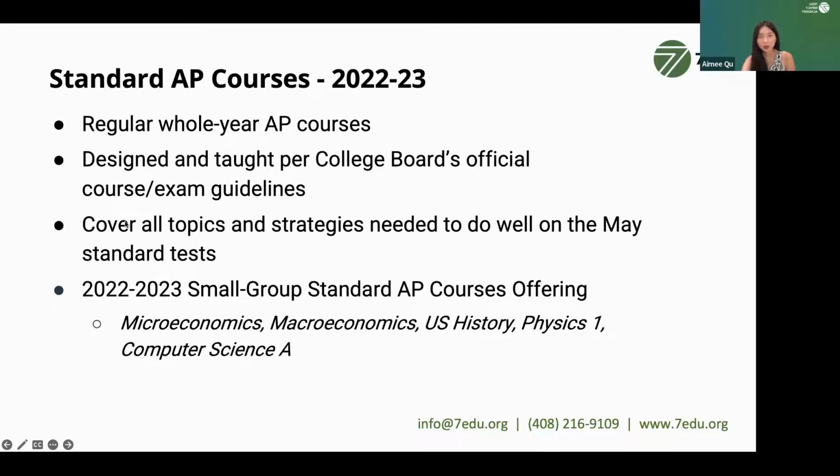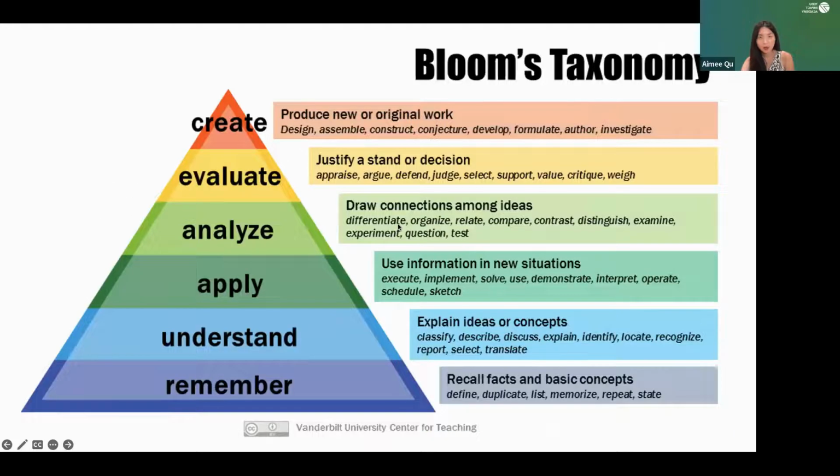So again, as Dr. Yan mentioned, these are just regular whole year AP courses. They're mainly for students who want to self-study. And the ones we're offering in small group class form are microeconomics, macroeconomics, US history, physics 1, and computer science A. I'm not going to go over this in detail, but I think one thing that all 3 of us have mentioned is that succeeding in an advanced placement class requires understanding, right?